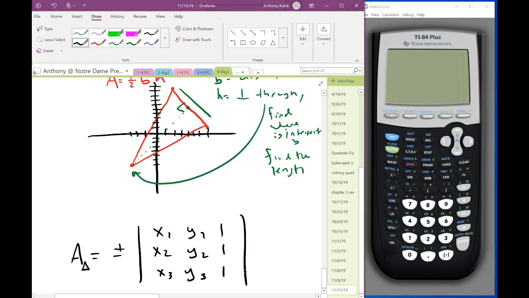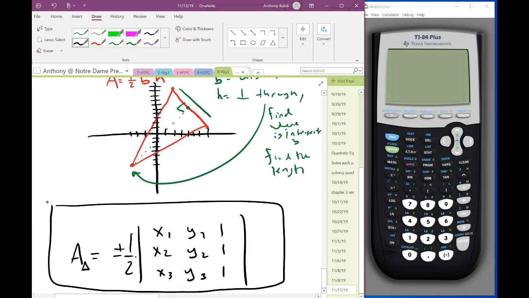So the area of the triangle is plus or minus 1/2 times the determinant of the matrix with rows x1, y1, 1; x2, y2, 1; and x3, y3, 1. So that's what we'll do instead. Notice that we've substituted all of that geometry for one 3x3 determinant. I'd say that's a pretty fair trade, right?